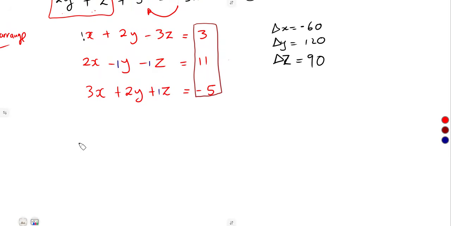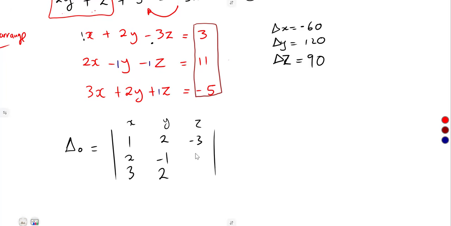So let's just have our constants, delta naught. Remember, this time, nothing is affected. X is not affected, Y is not affected, Z is not affected. So you're just going to take those coefficients as they are: 1, 2, 3 for X. Y: 2, minus 1, 2. Z: minus 3, minus 1, 1, as it is.